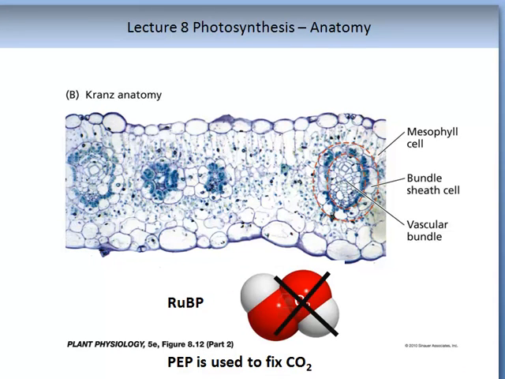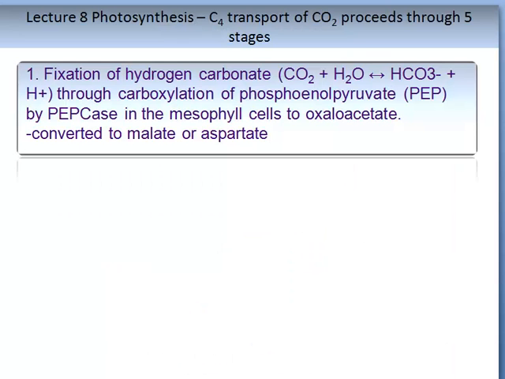C4 plants have evolved to use a compound called PEP, and this is used to fix carbon dioxide. The evolutionary advantage of the development of PEP is that it does not bind to oxygen, unlike RuBP. So in these plants, oxygen is no longer a problem. So let us follow in detail the 5 stages of the C4 transport of carbon dioxide.